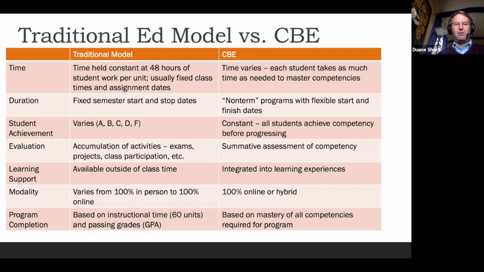In our traditional model, you have to earn a certain number of units to get a degree, right? 60 units. You have to get passing grades, your GPA counts. There's all these wickets that you jump through in order to get your degree. In CBE, it's just based on mastery of all these competencies. Once you can do everything that's expected of an office manager, then you get your certificate in being an office manager.